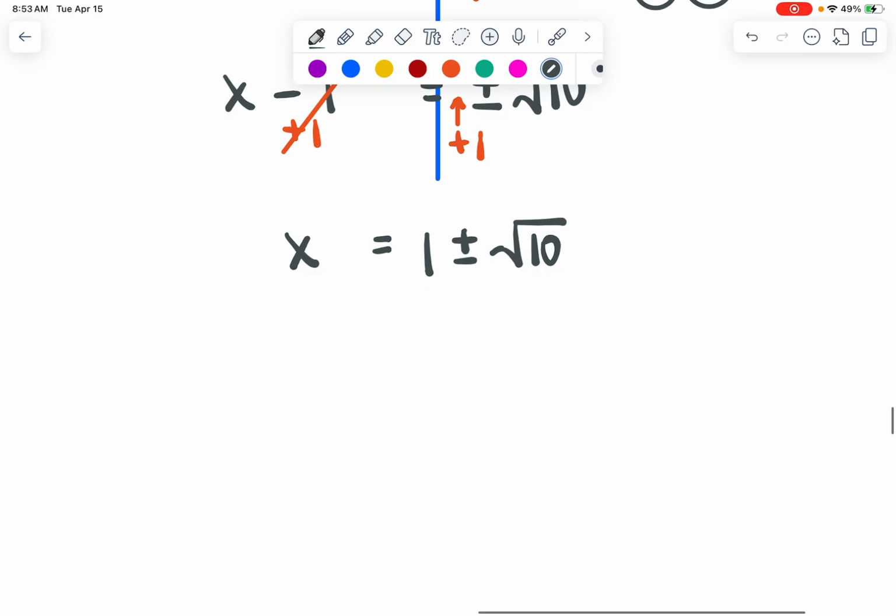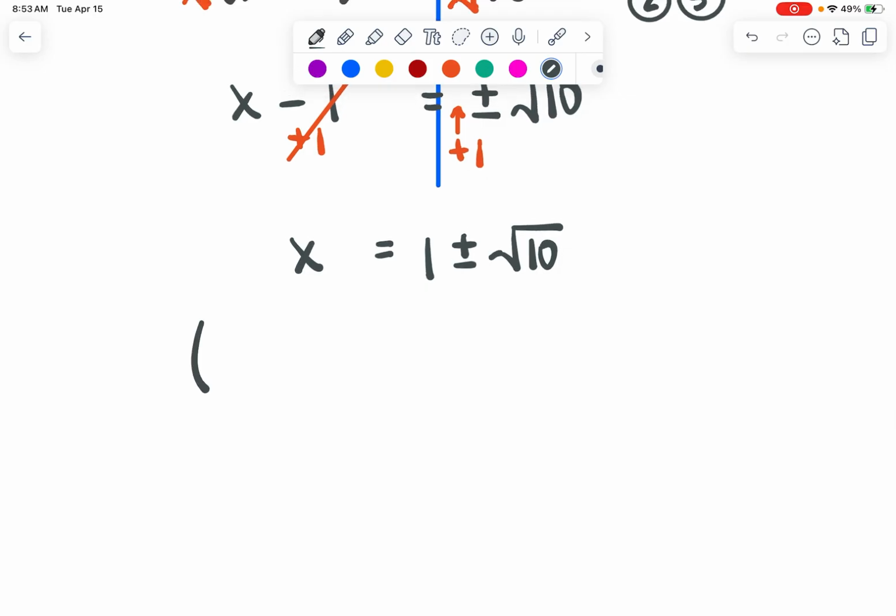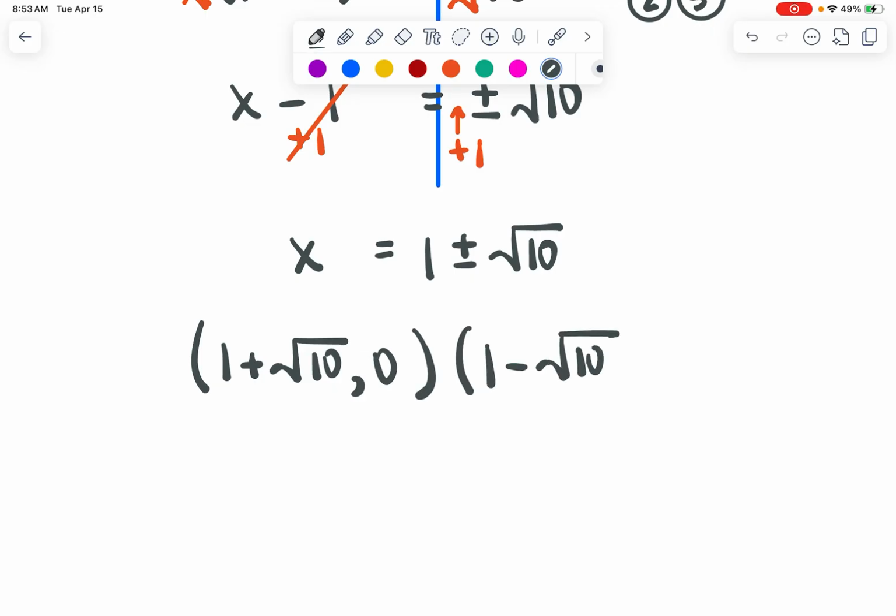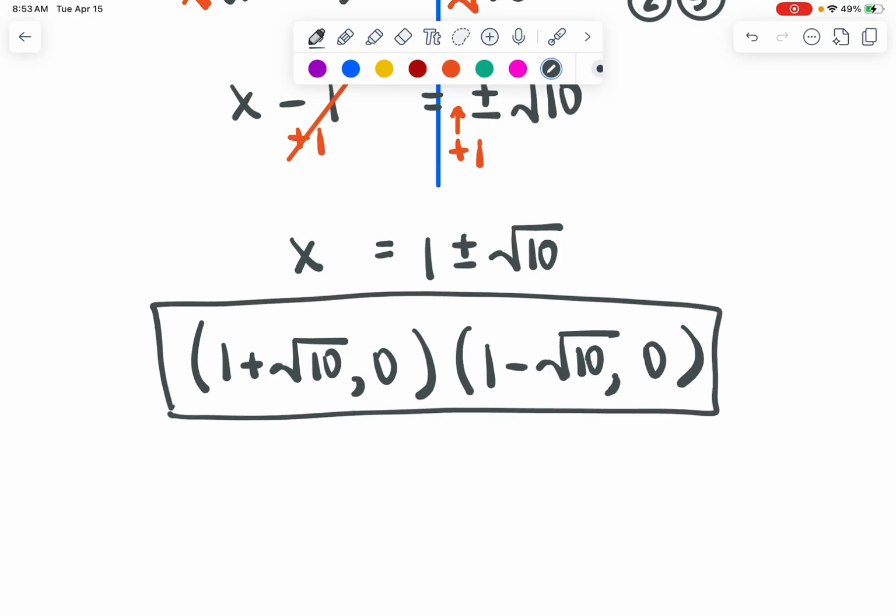Right, so all you have to do is rewrite it in coordinate form. 1 plus root 10, if we go through and use the plus sign, comma 0, and 1 minus root 10, comma 0. And those are our 2 answers.